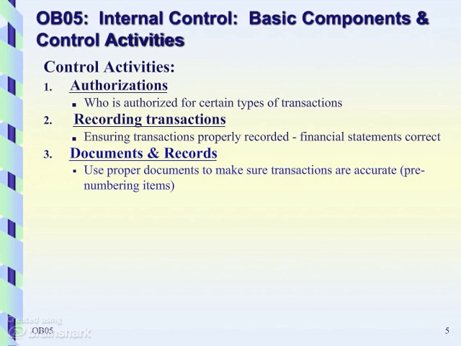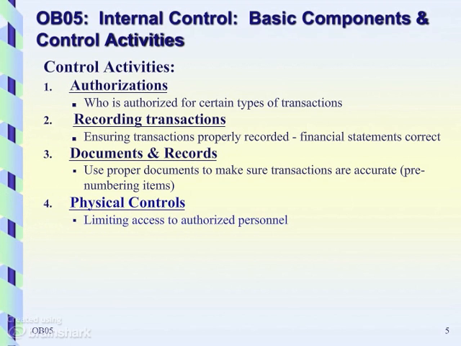Third is putting in place documents and records. This is using proper documents to make sure transactions are accurate, such as pre-numbering items, such as checks being pre-numbered, or purchase orders being pre-numbered, or invoices being numbered. Fourth is putting in physical control processes, meaning limiting access to various different merchandise or documents and records, and only allowing authorized people to access these items.